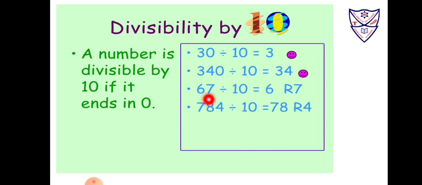Is 67 divisible by 10 or not? No. Why no? Because the units place 0 is not there. So here 67 is not divisible by 10. Is 784 divisible by 10 or not? No, it is not divisible by 10 because the units place is not 0.